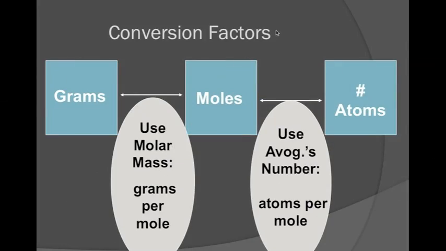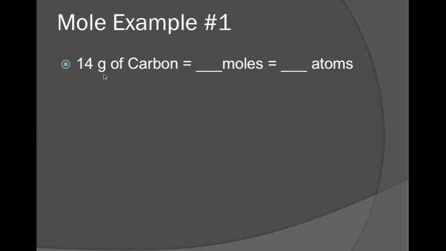So when we're looking here at our conversion factors, when we go from grams to moles, we always want to use the molar mass. Remember, that's found on the periodic table, and if it's a compound, then it's the sum of all the atomic masses in the compound. And whenever we go from moles to atoms, we're always going to use Avogadro's number, 6.02 times 10 to the 23rd. Okay, and some examples of these going back and forth.